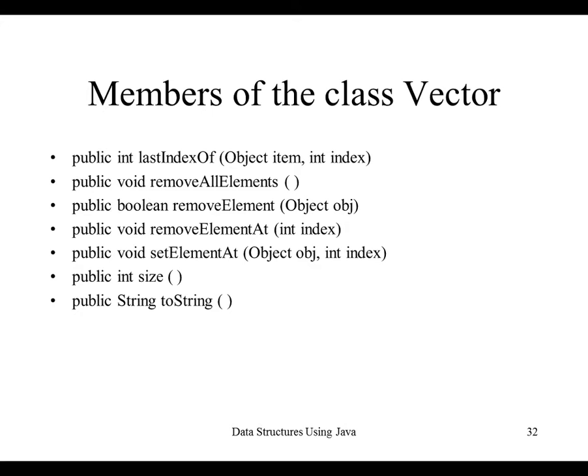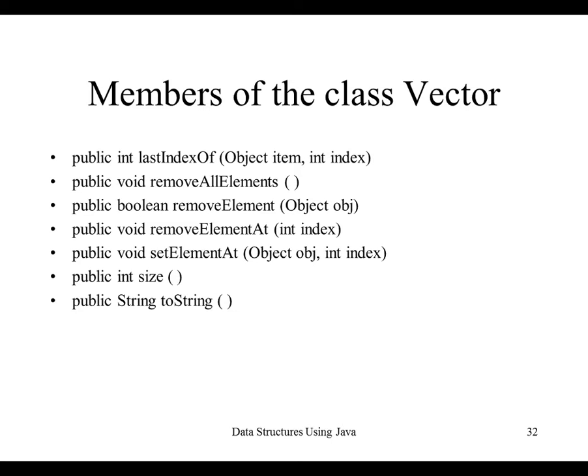If an element at the position specified by index exists, it is removed from the vector. If index is out of range, this method throws ArrayIndexOutOfBoundsException. Next, public void setElementAt with parameters Object obj and int index. The element specified by obj is stored at the position specified by index. If index is out of range, this method throws ArrayIndexOutOfBoundsException.